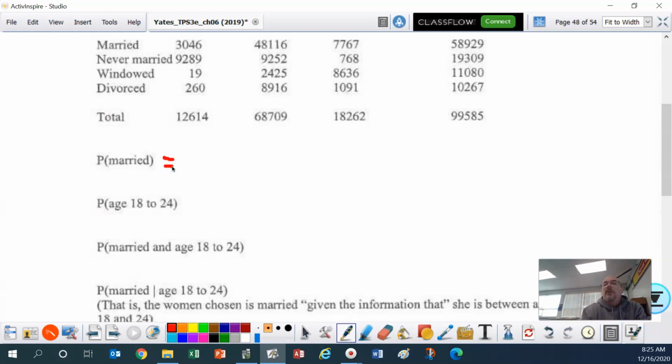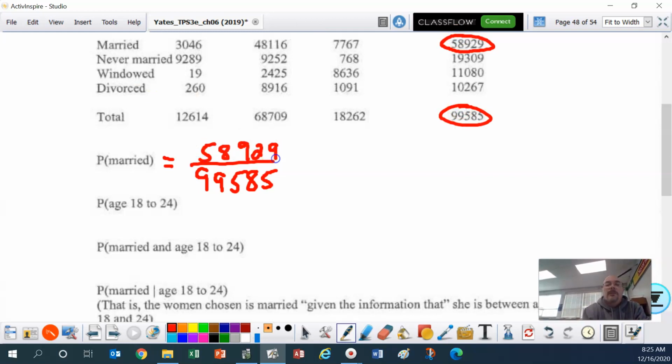What is the probability that a woman is married? Okay, well, there's 99,585 for a total. That's actually million, folks. But above, okay, married, so it's this over this. So 58,929. Okay, and then that's about 0.59.